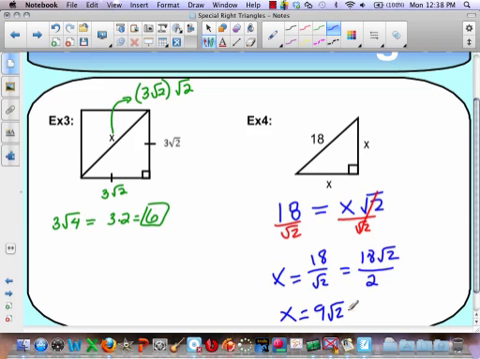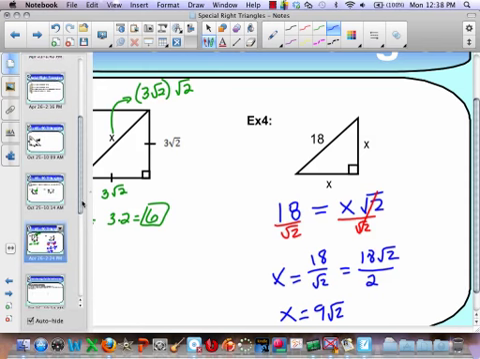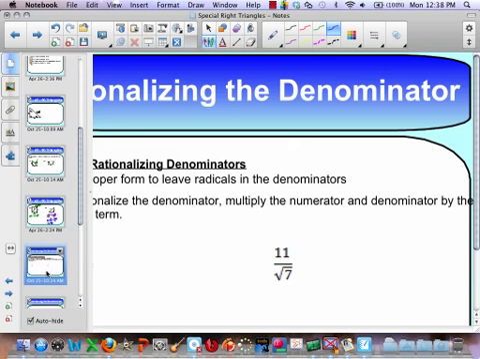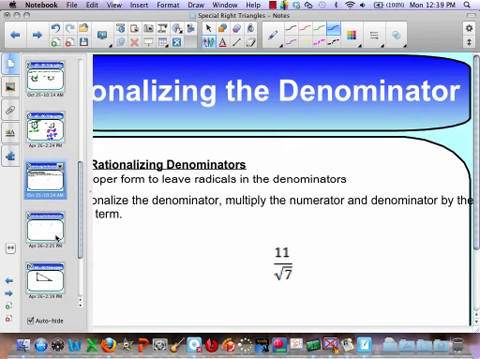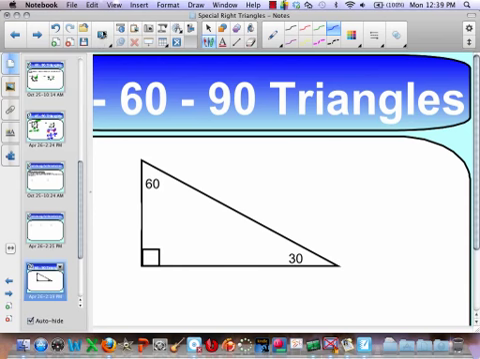Okay, so questions on those? Pretty straightforward. We've already talked about the rationalizing. Done that. Okay, we're going to pause here.